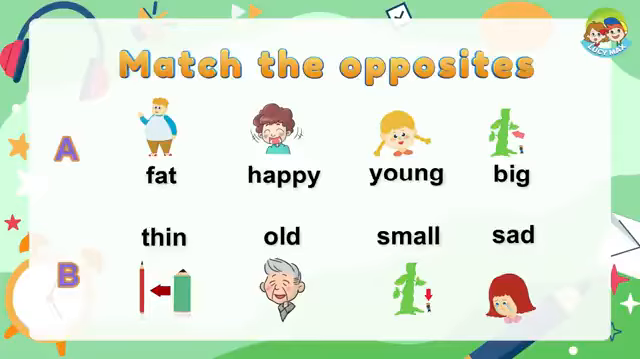In A, we have fat. The opposite of fat is thin. Next is happy. The opposite of happy is sad. Young. The opposite of young is old.